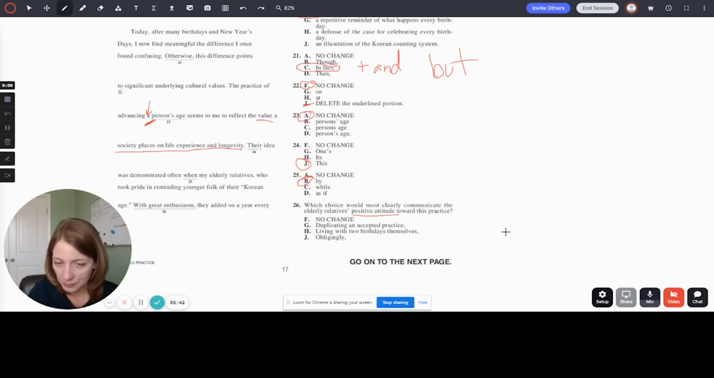Duplicating an accepted practice, living with 2 birthdays themselves, they added on a year every, okay. Obligingly, okay, so to oblige would be like, oh, I gotta do this. So sometimes if you chose J, it might be because you didn't fully understand that word, obligingly. It's like, oh, I'm obliged to do this. So really, I think F is the clear choice to show a positive attitude.